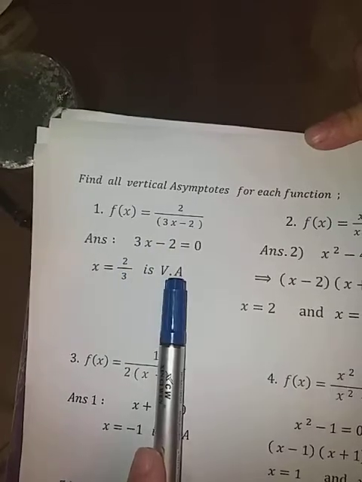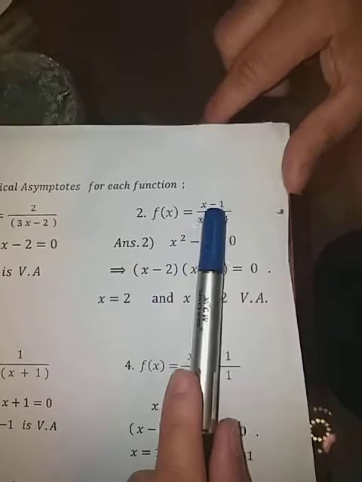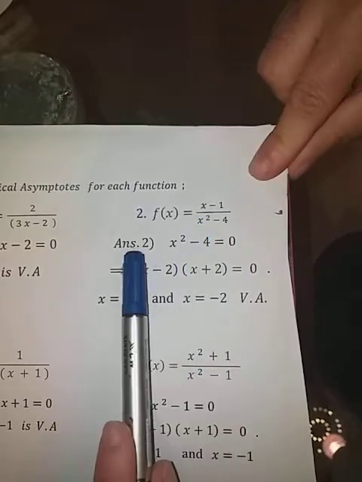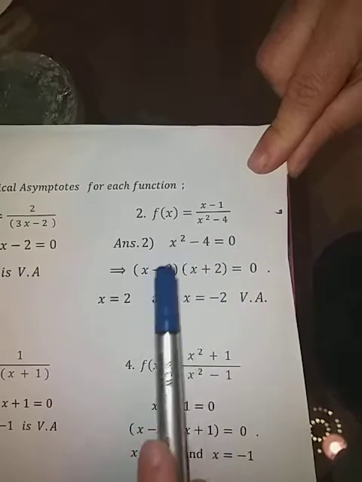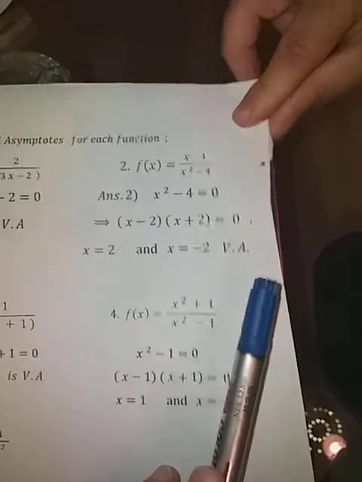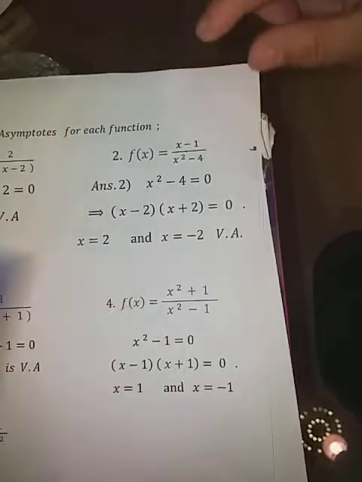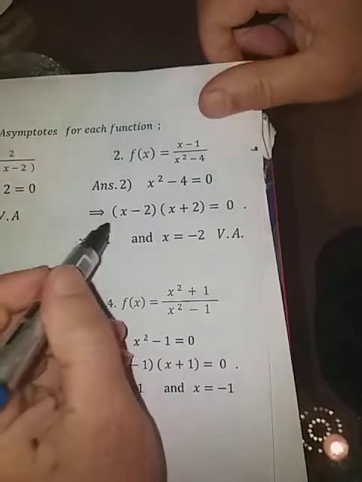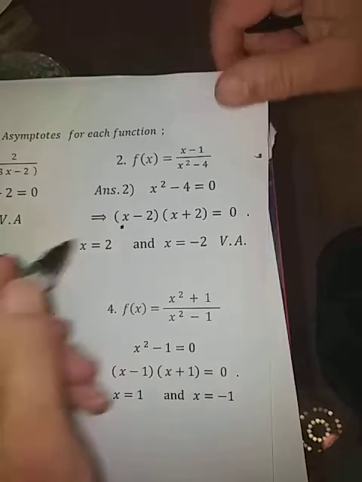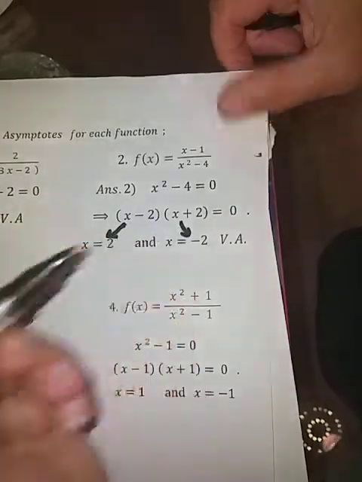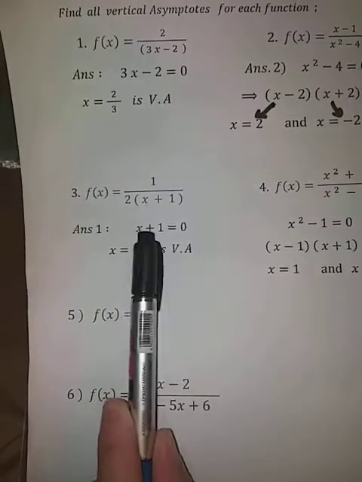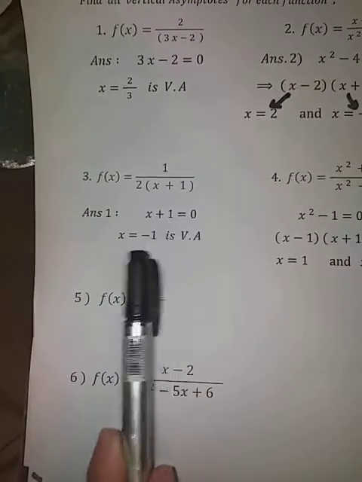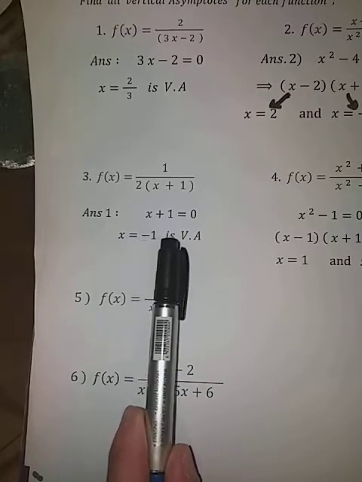This is the vertical asymptote. Number 2: (x - 1)/(x² - 4). Set x² - 4 equal to 0. Difference between two squares: (x - 2)(x + 2). Then x = 2 and x = -2 are vertical asymptotes. Number 3: for the vertical asymptote, x + 1 = 0, so x = -1 is the vertical asymptote.